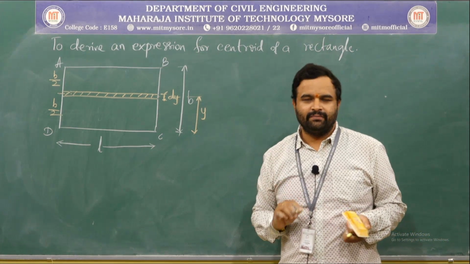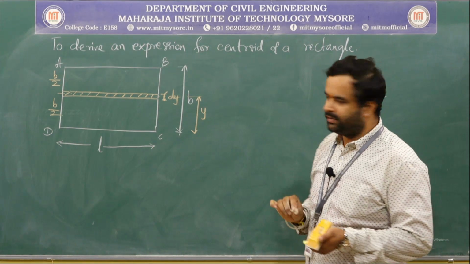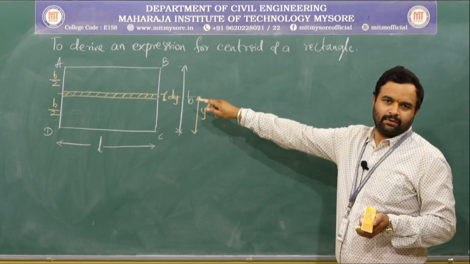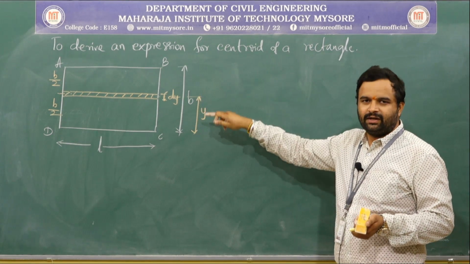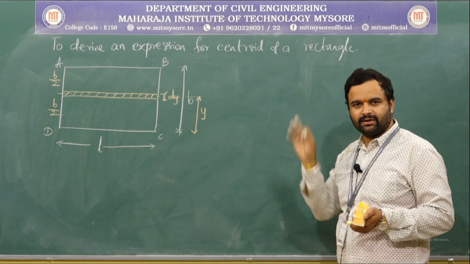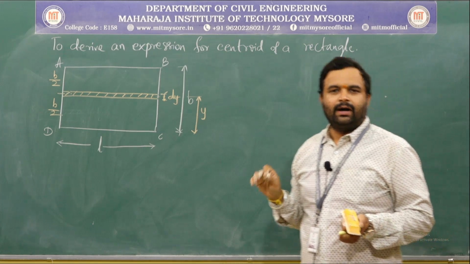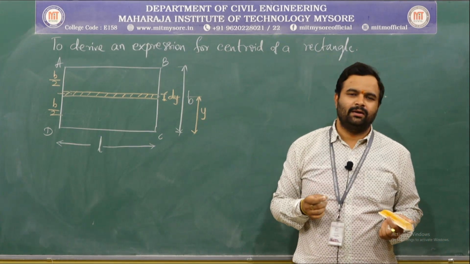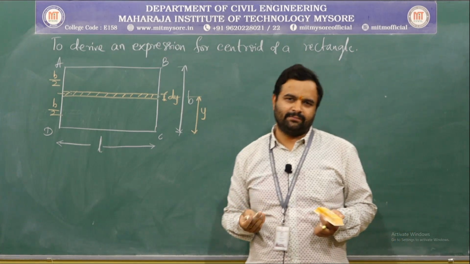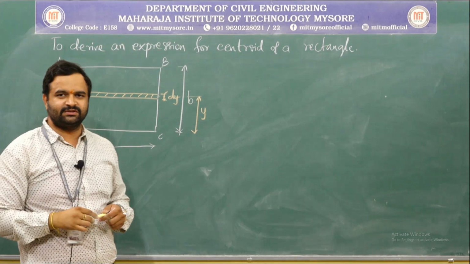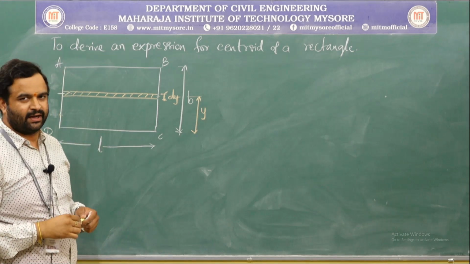Okay. Then we shall calculate the moment of the area of this particular strip or the elemental area, and then let us consider the entire rectangle area and derive the expression for corresponding x bar or y bar. Now let us derive the expression for a centroid of a rectangle.